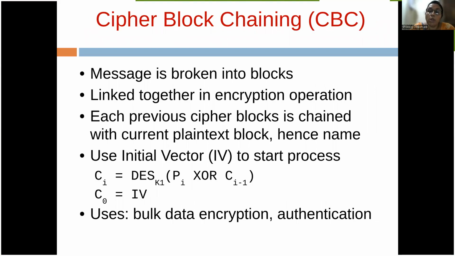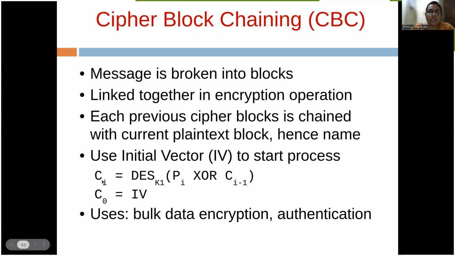CBC is Cipher Block Chaining. So instead of having independent encryption and decryption blocks, we are going to chain it in such a way that there is a relationship between the previous block and the next block. Okay, and see, this is what is done for Cipher Block Chaining. Now, in the case of Cipher Block Chaining, we require a special value called the initial value, IV. Okay, why do we require IV?